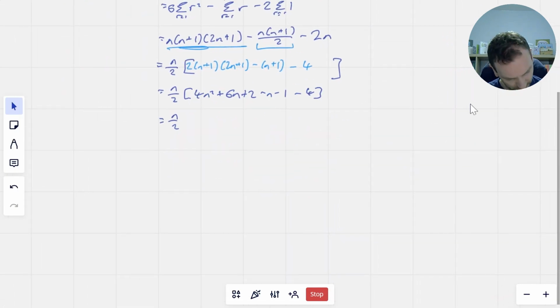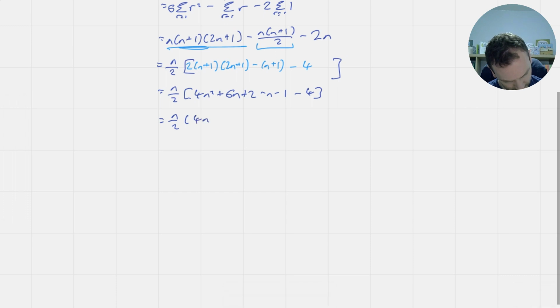So going through at this point, we've got 4n squared. We've got plus 6n minus n, which is plus 5n. And then we've got plus 2 minus 1 minus 4, which is going to give us minus 3. At this stage, it's really worth checking whether you can factorize that, because it could factorize further. In this case, there's nothing more we can do. So this is our fully factorized form.